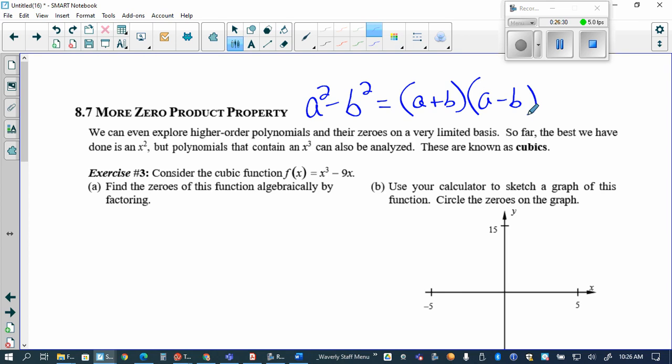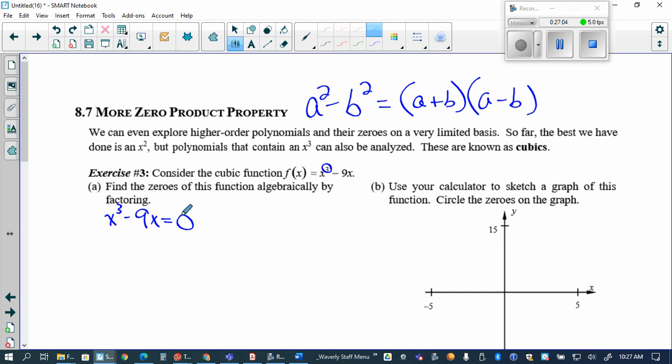So we have a cubic function now. x cubed minus 9x, right? It's not quadratic anymore, is it? So we're going to find the zeros, just like we did with a quadratic. We take this x cubed minus 9x and set it equal to what? To find the zeros. x cubed minus 9x equals 0. Okay, let's factor it.